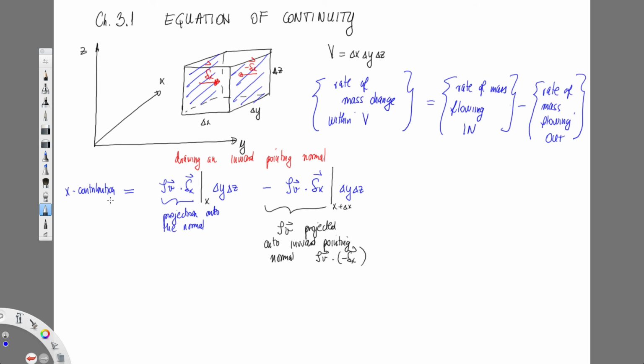So this simply projected is rho Vx evaluated at x minus rho Vx evaluated at x plus delta x, and times delta y delta z.